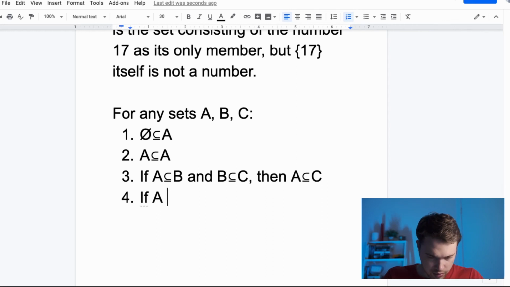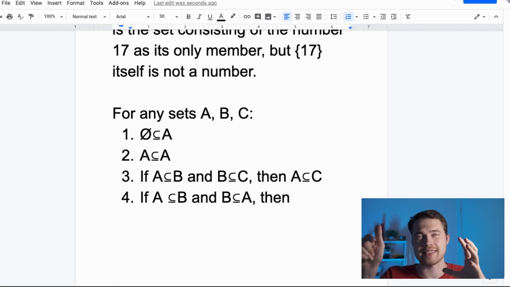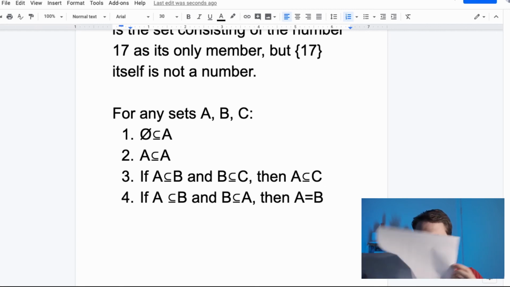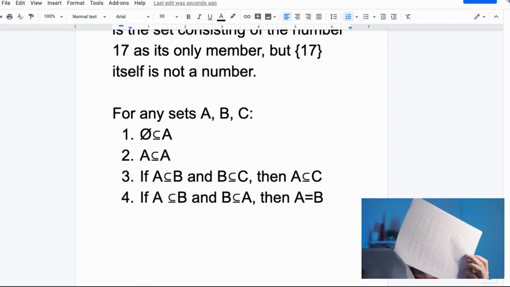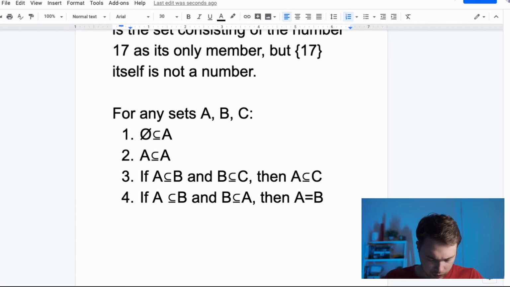Moving on. If A is a subset of B and B is a subset of A, then what? If one set is contained within another set, but that set is also contained within the first set, then A is equal to B. In that case, these two sets are the same. That's it. Yeah, a couple more things.